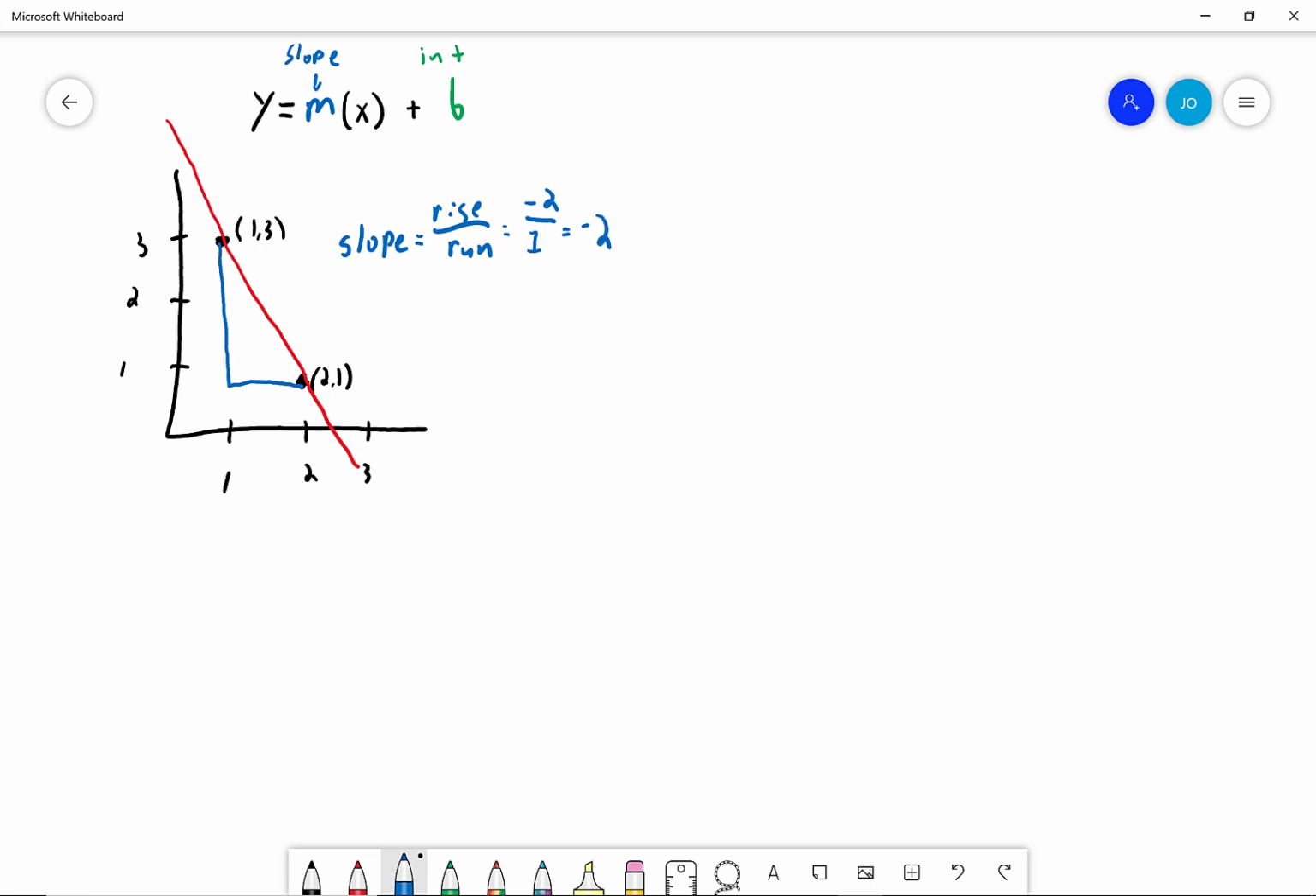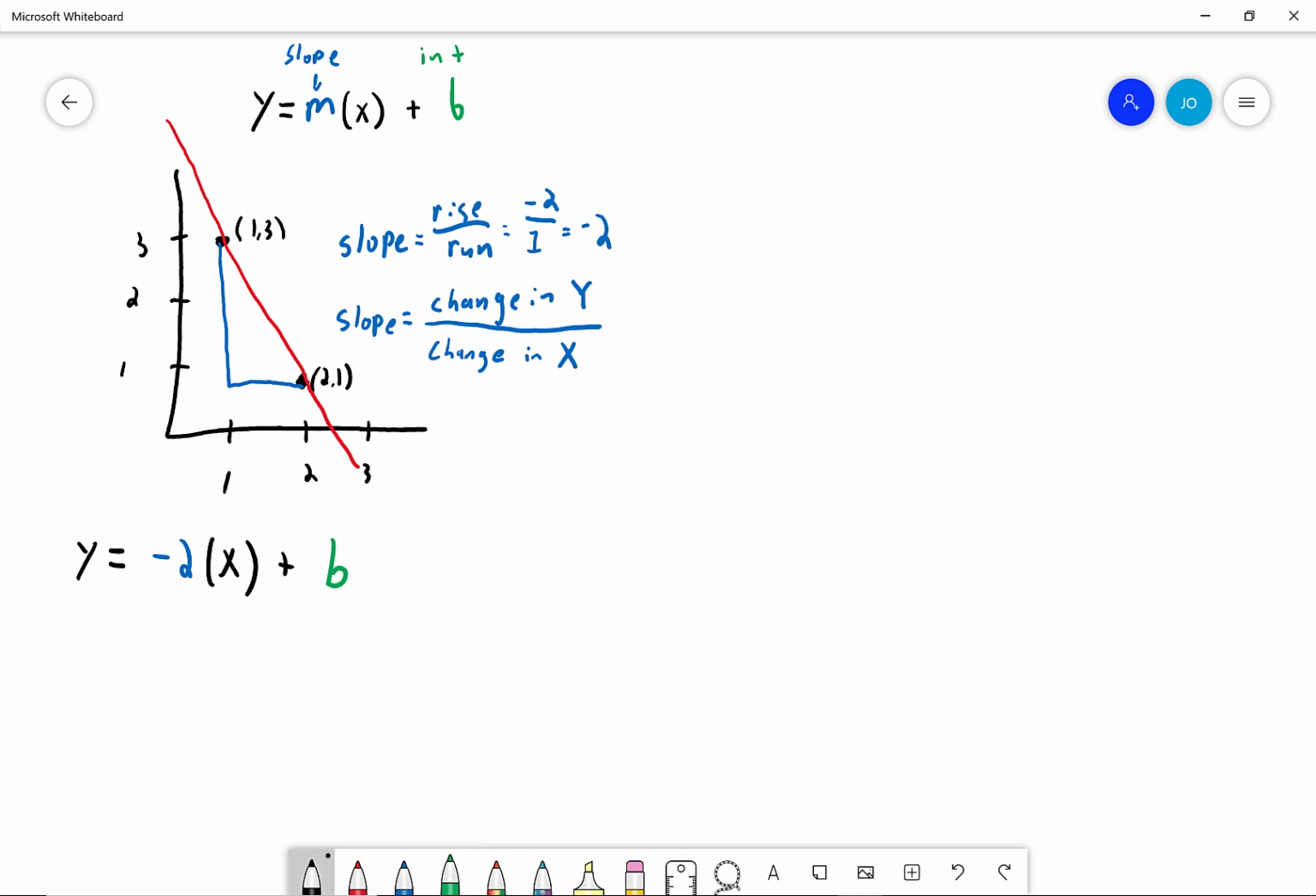So essentially what a slope measures is change in y, so change in the y direction, over change in x, change in the x direction. So for our equation right now, we'd have y equals -2, which was our slope, x plus our intercept, b.